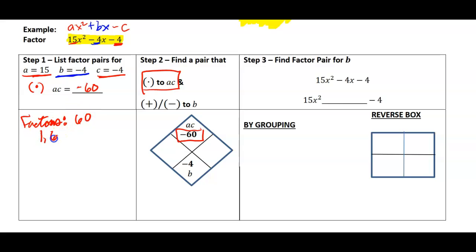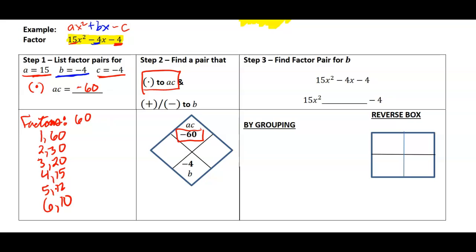So 1 and 60, 2 and 30, 3 and 20, 4 and 15, 5 and 12, and, actually wait, I don't know what I was even doing with 4 and 6. Sorry. That should be 6 and 10. Notice these are all regular whole number factors. I'm not worrying about signs right now. I'm just worrying about numbers that multiply to 60.